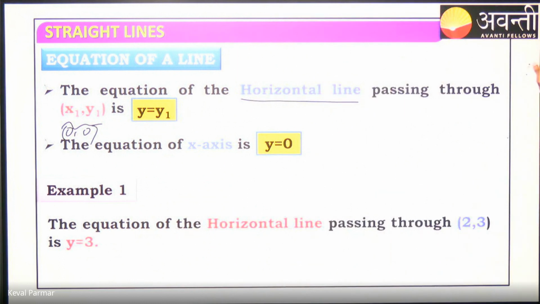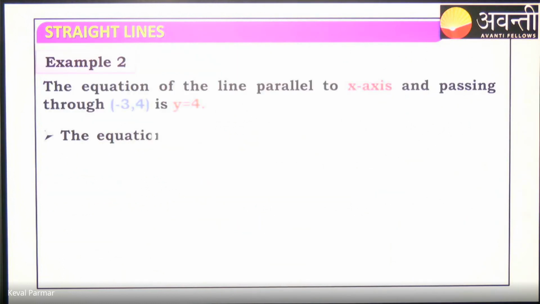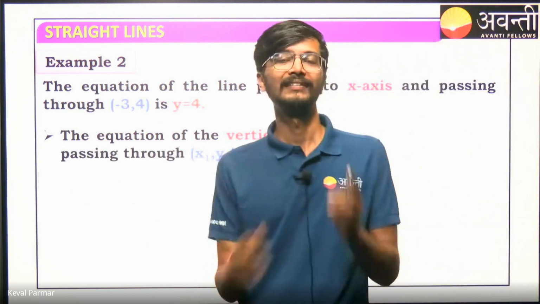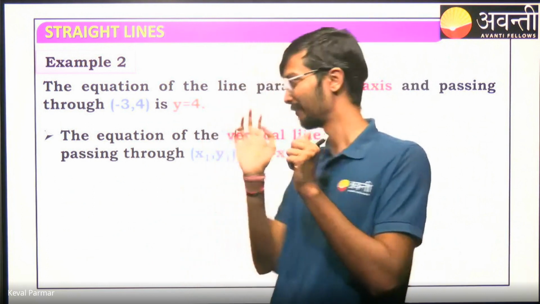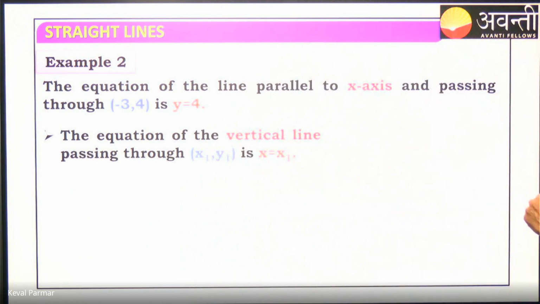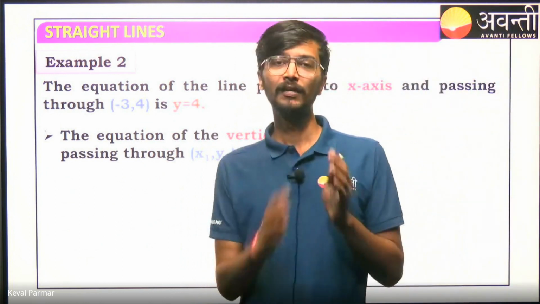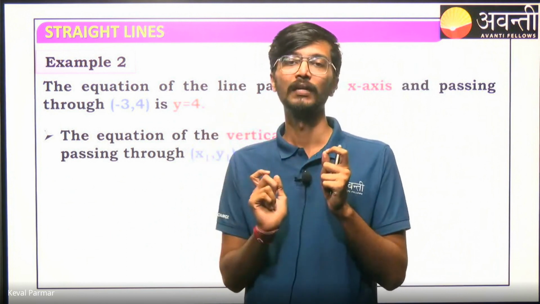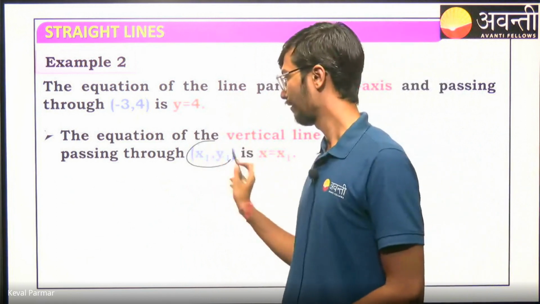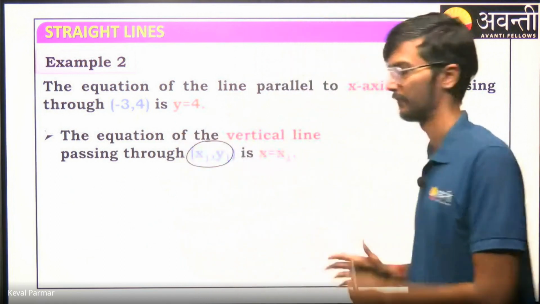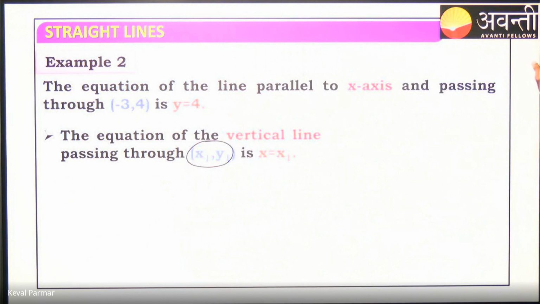Right, guys? So similarly, we can say what will be the equation of a vertical line, or a line parallel to the y-axis. And if you guessed it, it is correct. It will be x equals x1. Parallel to the x-axis, y equals y1. Parallel to the y-axis, x equals x1, where x1 comma y1 is the point through which the line passes. So let's say the equation of the y-axis again will be x equals 0.